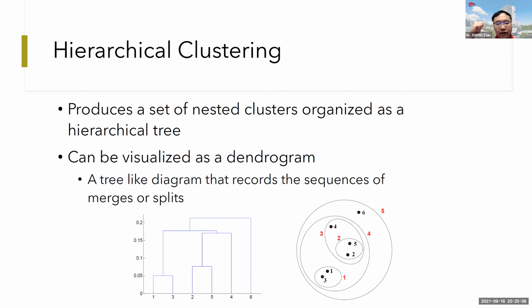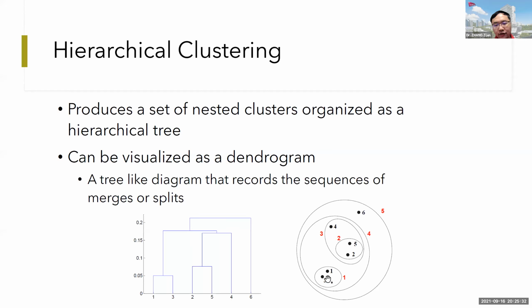It is organized as a hierarchical tree because the nested clusters can be presented by a dendrogram, which looks like a tree. It can be visualized as a dendrogram, which is a tree-like diagram that records the sequences of merges or splits of the clusters.